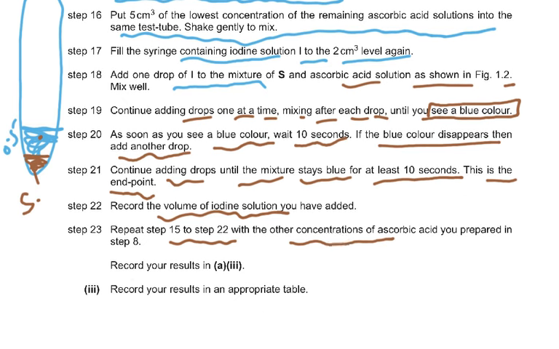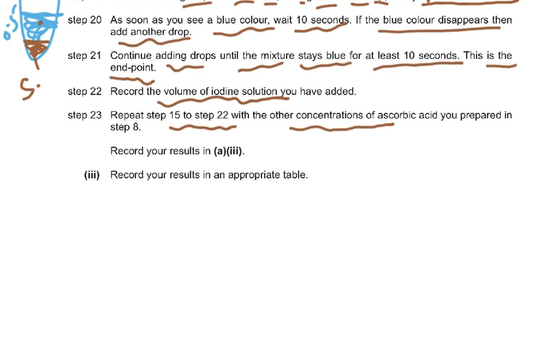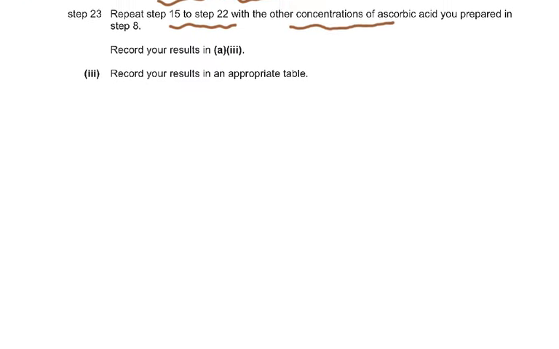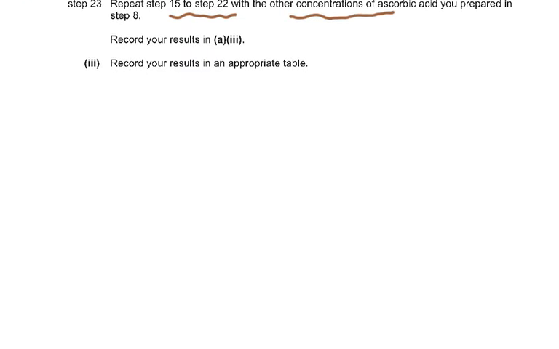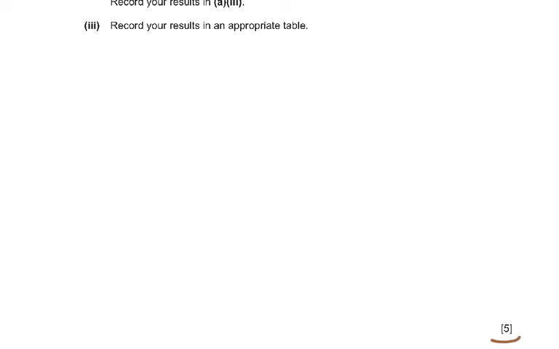Record your results in A3. Record your results in an appropriate table. So whether you do this or you don't, you can actually get away with not doing this. So now I'm going to make a table of this result. Record your results in an appropriate table, and look at this for 5 marks. That is the most important thing. You have to get this 5 out of 5.